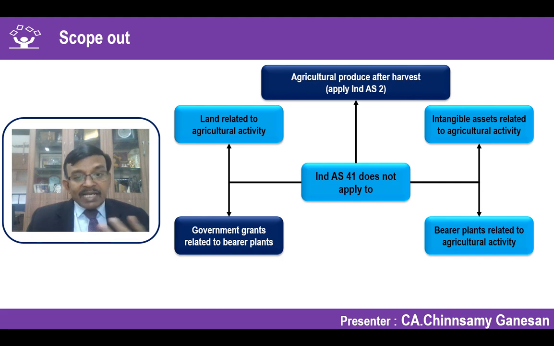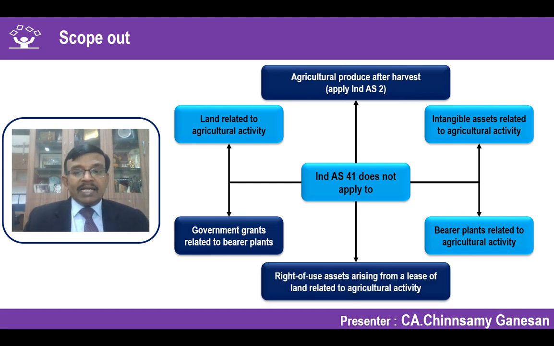Similarly, any government grant which is related to bearer plants has to move out and go to Ind AS 16 read with Ind AS 20. Ind AS 16 is property, plant and equipment. Because the bearer plants are moving to Ind AS 16, to that extent the related government grant will also be under Ind AS 20 and not under Ind AS 41.